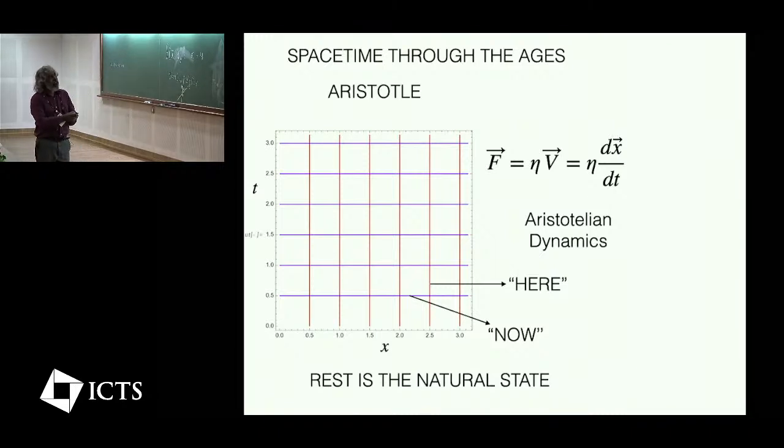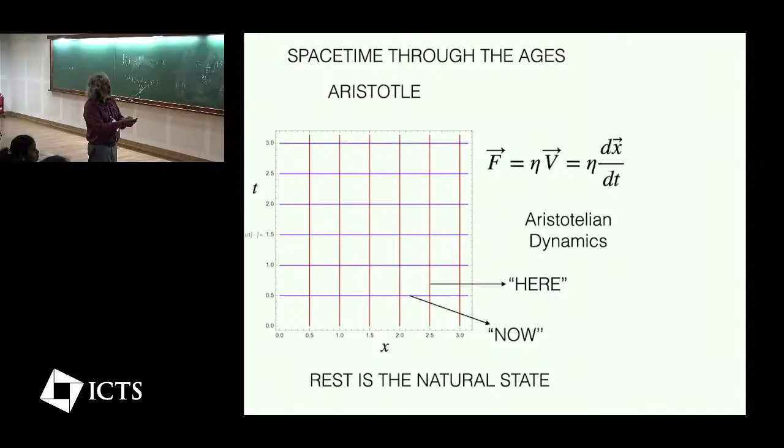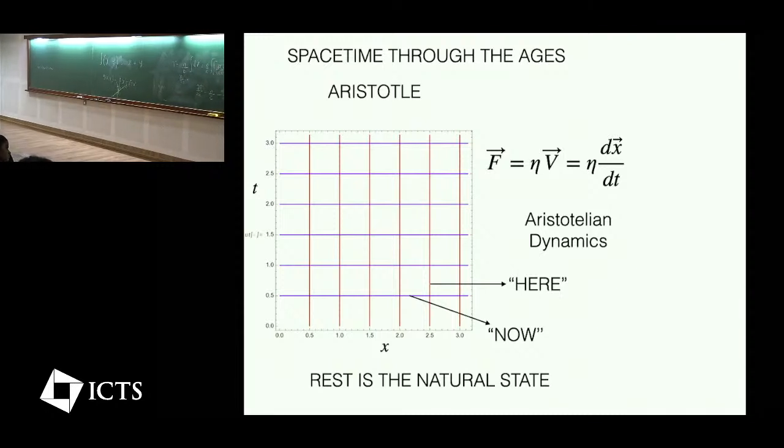And in addition to this, he had the laws of motion, which tell you that the force is proportional to the velocity. If you apply a force, something will move with a certain velocity, which is related to the force. And if you remove the force, it will slowly come to rest. So rest is the natural state of objects in Aristotelian spacetime. Any object, if it's left undisturbed, it will come to rest. And it's actually a pretty good approximation of spacetime. Like, if I don't do anything, at some point it comes to rest.